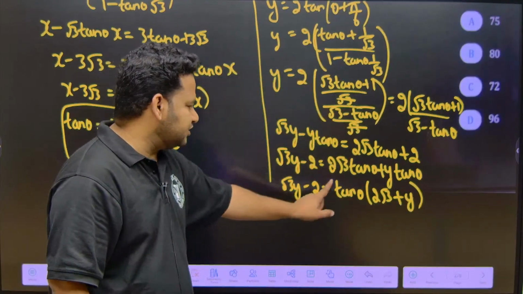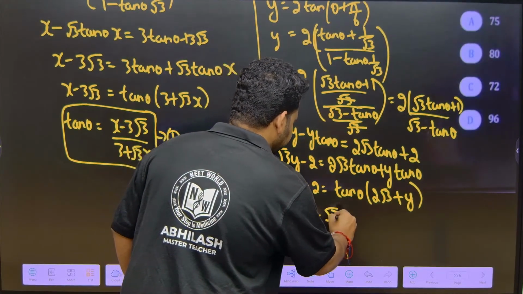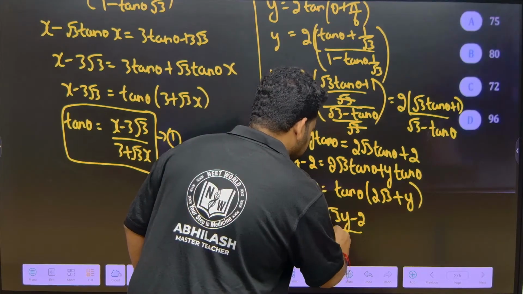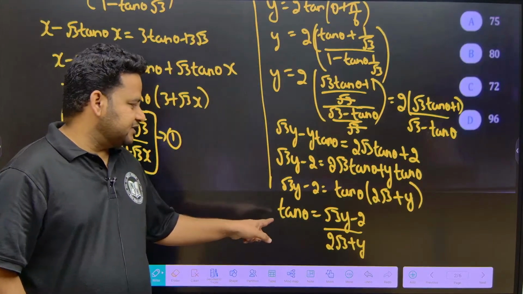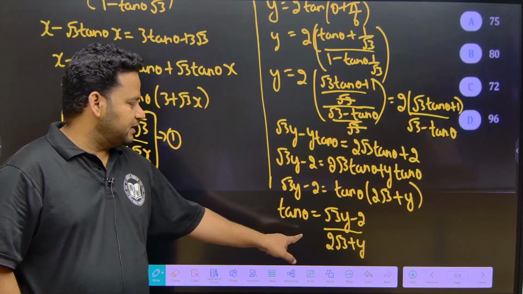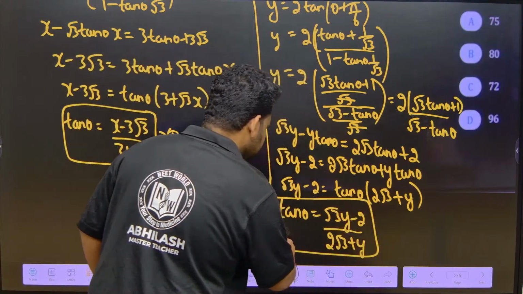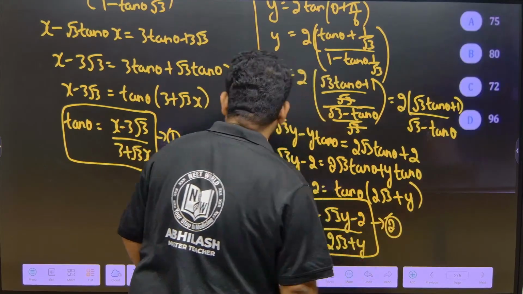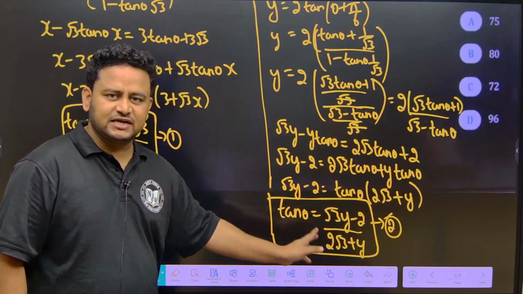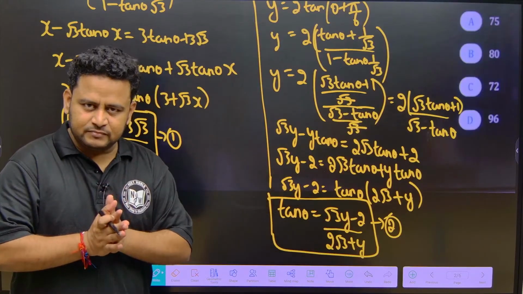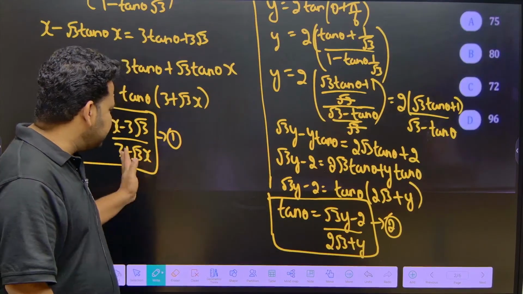Now I want tan theta. So tan theta will be equal to root 3 y minus 2 divided by 2 root 3 plus y. So I got another value of tan theta. This is equation 2. This value is also equal to tan theta. Definitely equation 1 and equation 2 I can equate, because both correspond to tan theta itself.